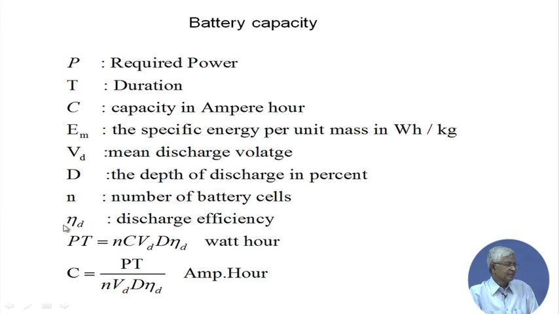So it can be expressed that required power multiplied by the duration for which the power is required, PT, depends on N into C into VD into capital D into eta D, that is watt hour. So from that you can find out the capacity of the battery in ampere hour: C is equal to PT by N VD D eta D. When all other parameters are known, you can find out the capacity. When the capacity requirement is known and the required power is known, then you can find out the N.